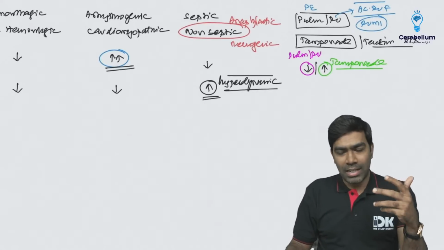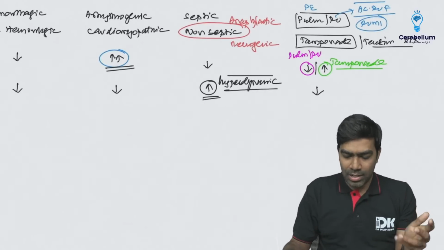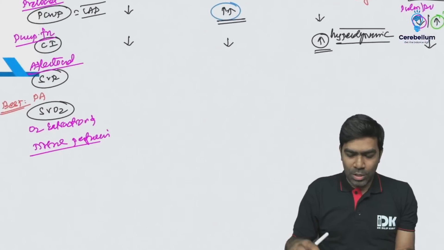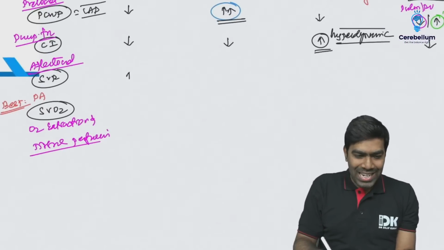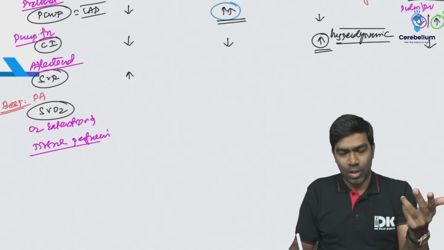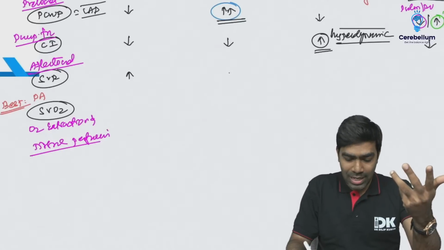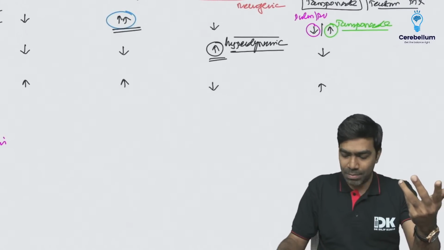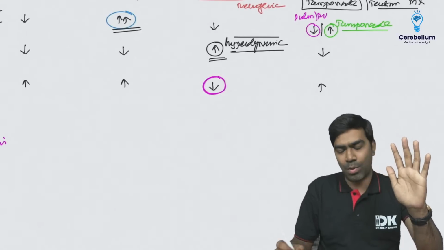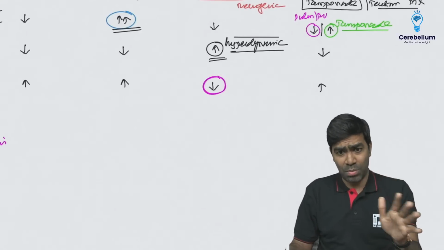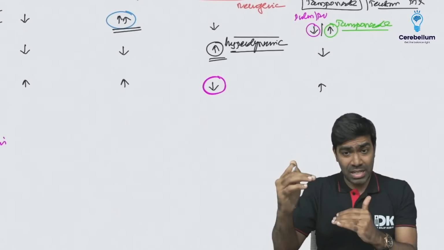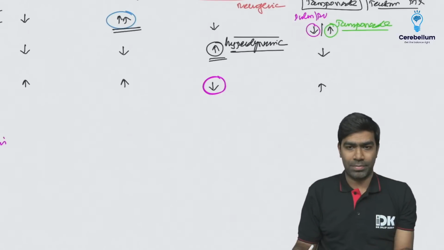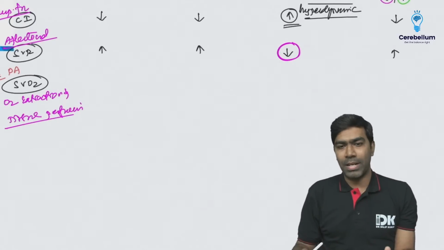What will be the cardiac index in obstructive shock? Obviously, it will be decreased. What about systemic vascular resistance? Because of high catecholamine levels, because of the sympathetic response, the SVR will be increased in all the shocks except septic shock. That's a very, very important point. In distributive shock alone, because of peripheral vasodilation, the systemic vascular resistance will be low. In all the other shocks, it will be increased.